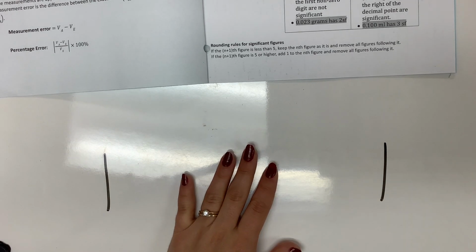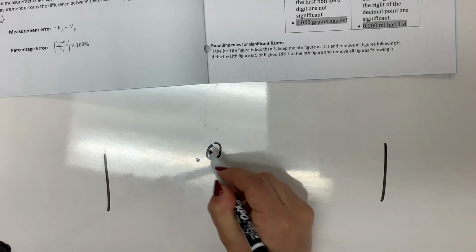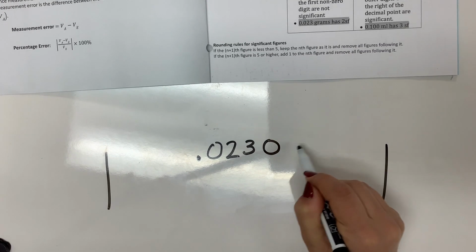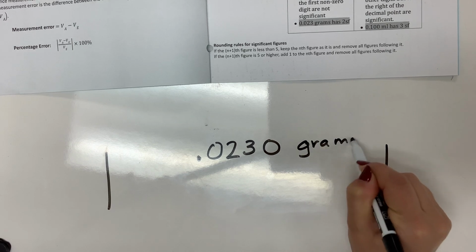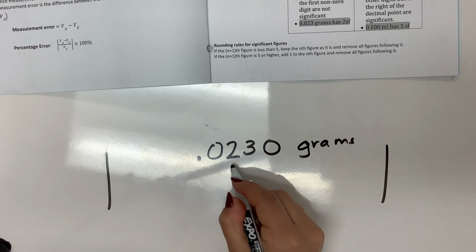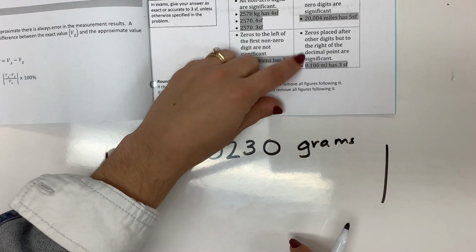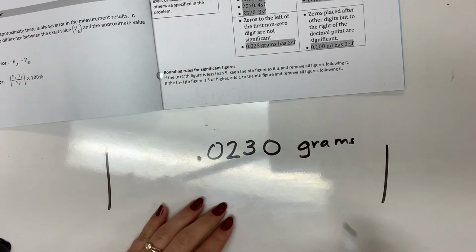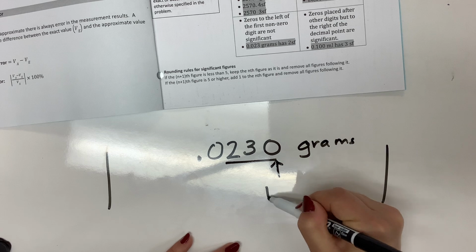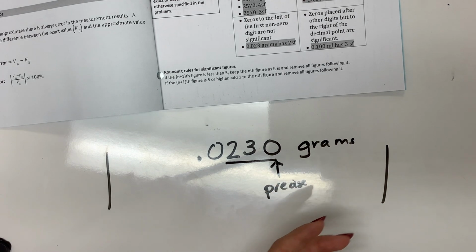Okay. But if I were to tell you, oh, this is 0.0230 grams, now this is a placeholder for place value, but this zero, after other digits but to the right of the decimal point, is significant because now I'm telling you I was really precise. This is about how precise I was when I gave you my measurement.